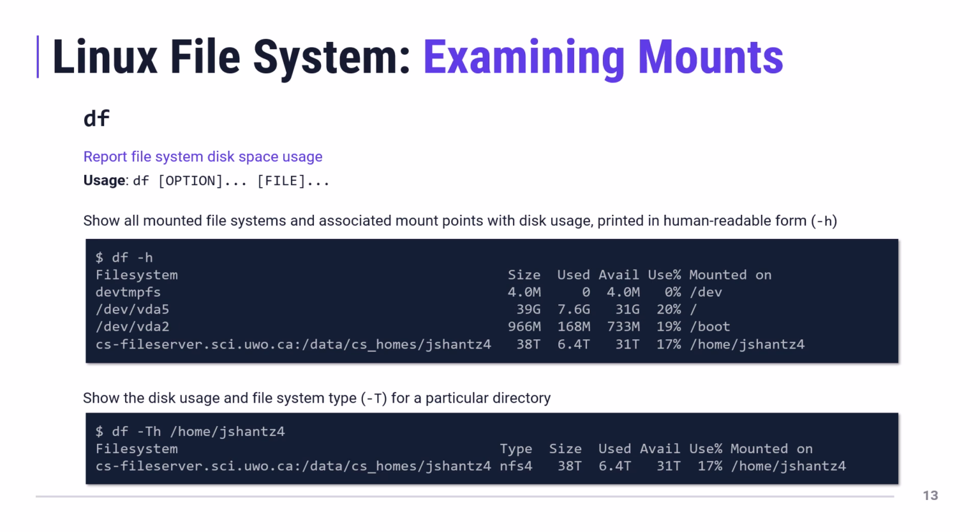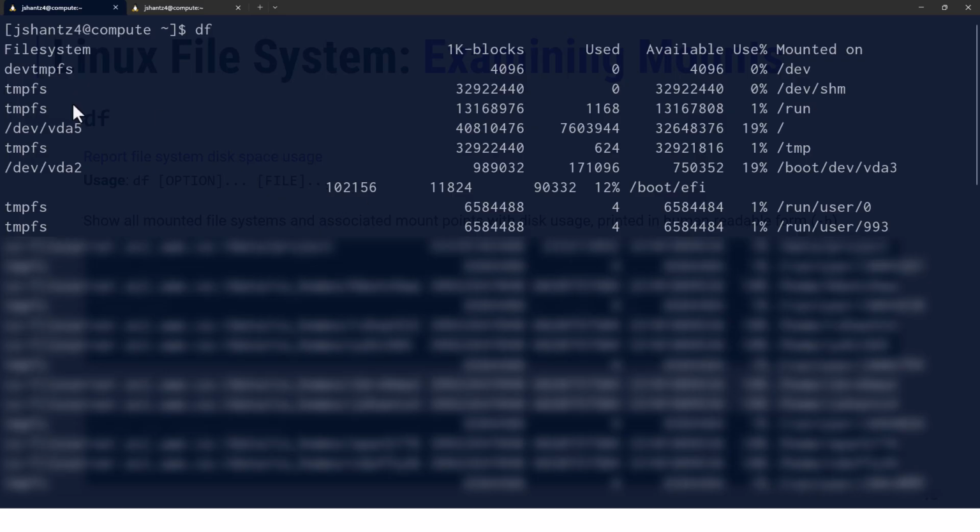So one way you can see the file system mounts, and you can see also disk usage, so how much disk space you have left, is the df command, so disk free. So if I just type df, it's going to give me a list of all the file systems and where they are mounted. So here you can see the root directory is mounted from a partition called /dev/vda5, so one of our hard drives.